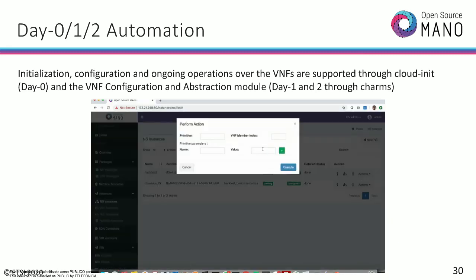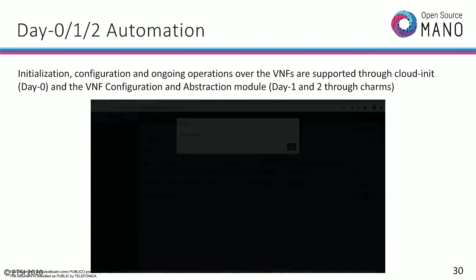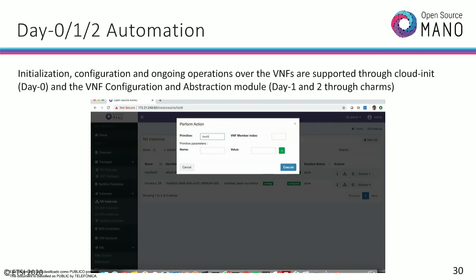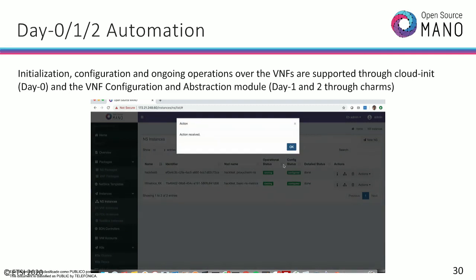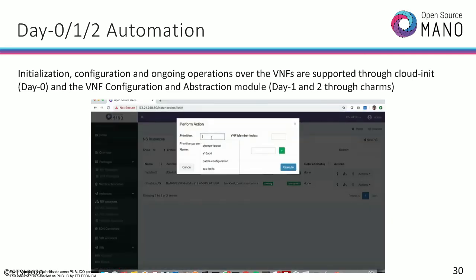That's what we are trying to achieve, and that's what we are actually achieving nowadays with day 0, day 1, day 2 automation mechanisms. In particular, we use cloud-init, which is very standard, for day 0, and our NS configuration and abstraction model for day 1 and day 2, which we implement through a mechanism called proxy charms or native charms, which are a set of scripts that will run on your NS and are highly customizable.